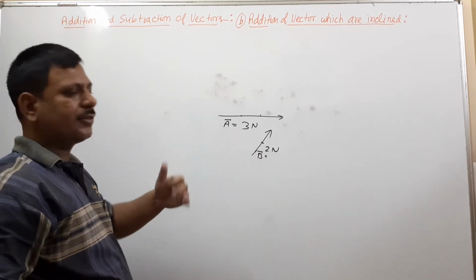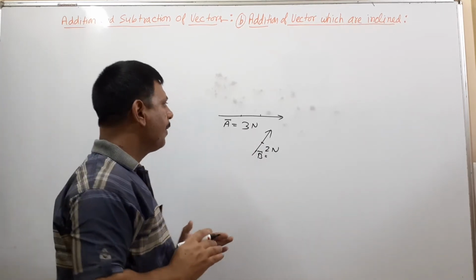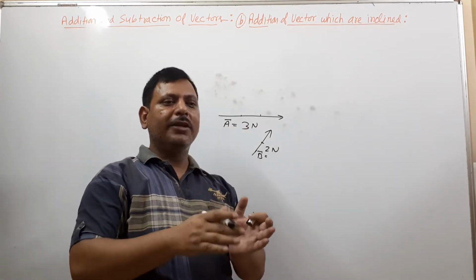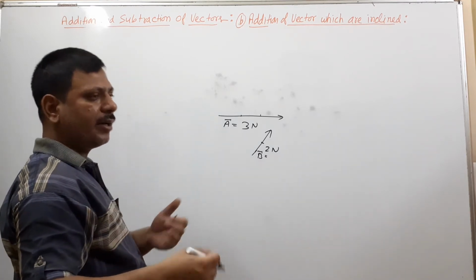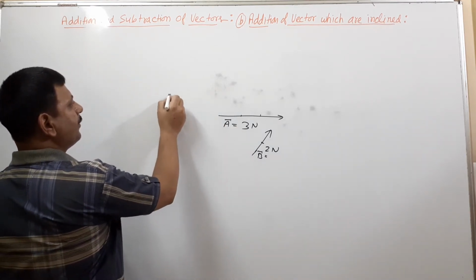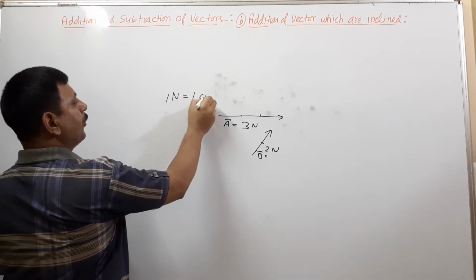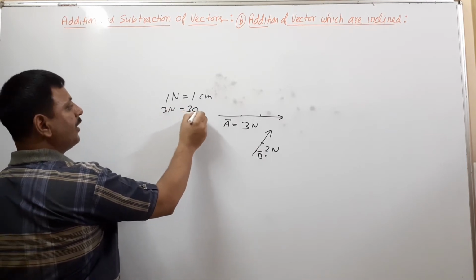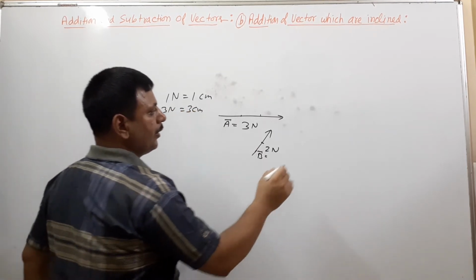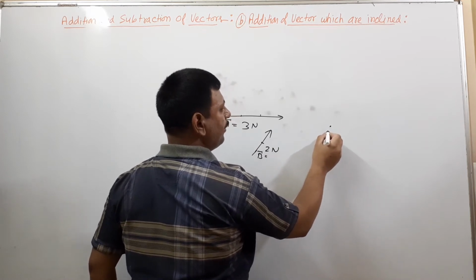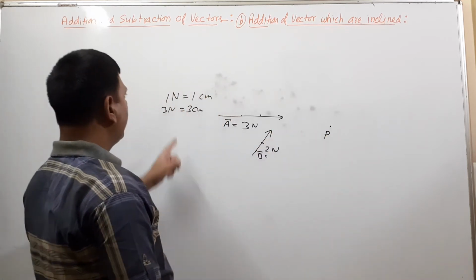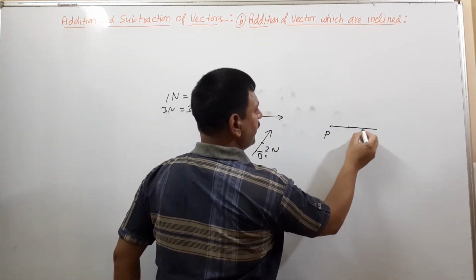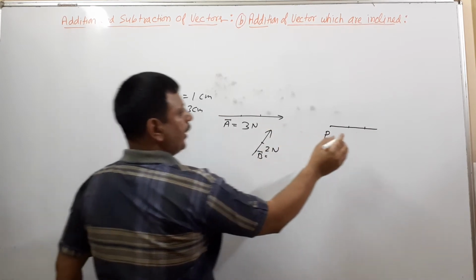So see, firstly the graphical method, how we are adding. Firstly convert into the simplest form, in centimeter or meter. Suppose I have taken 1 Newton equal to 1 centimeter. So 3 Newton means how much? 3 centimeter. So take an initial point. Suppose I have taken the initial point as P. Draw 3 centimeter in the direction of A.